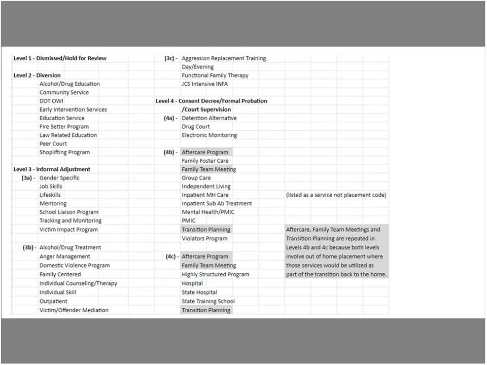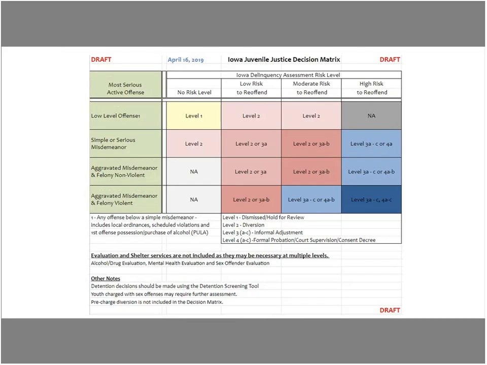But if you look through that list, you'll see the increasing type of intensity in those services. So I'm going to return to the matrix itself. And before I hand it off to Jeff here, I just want to draw your attention to some of the notes below there, some of the things that are not included in the matrix.